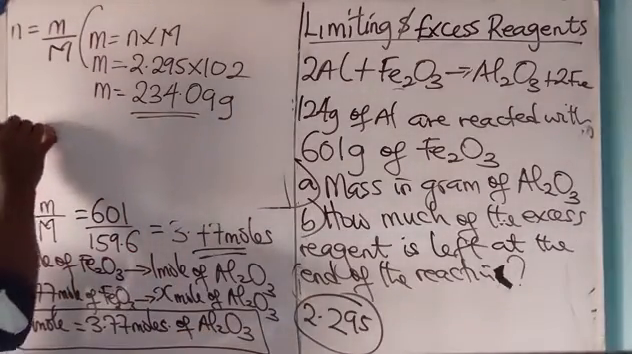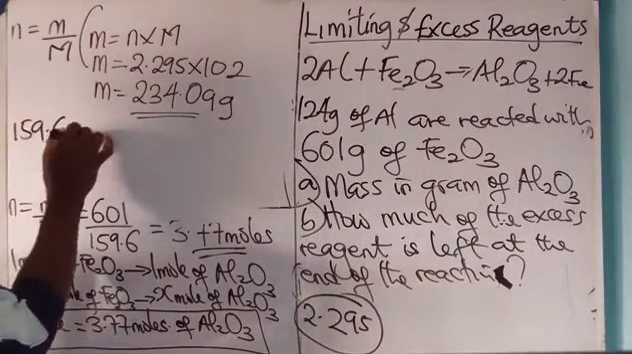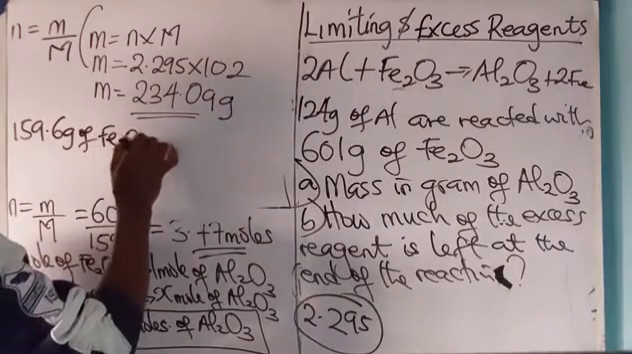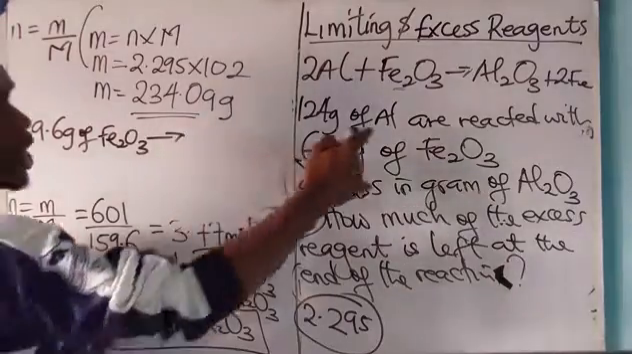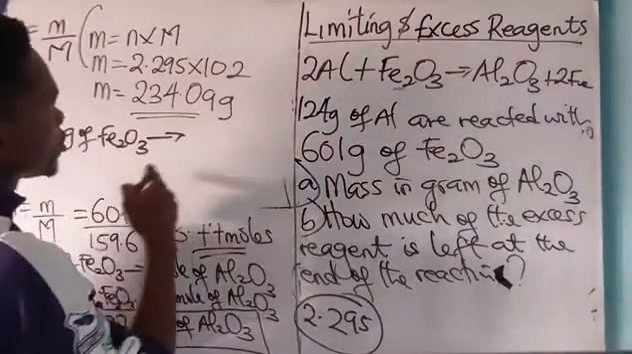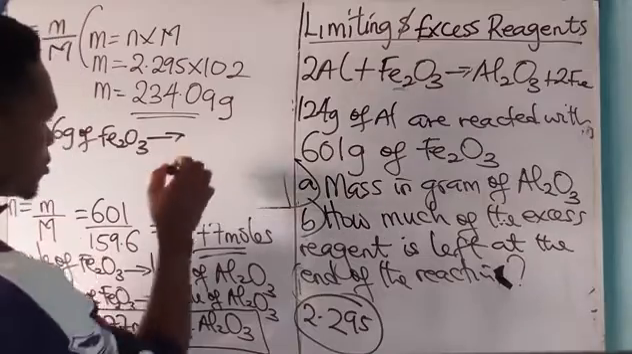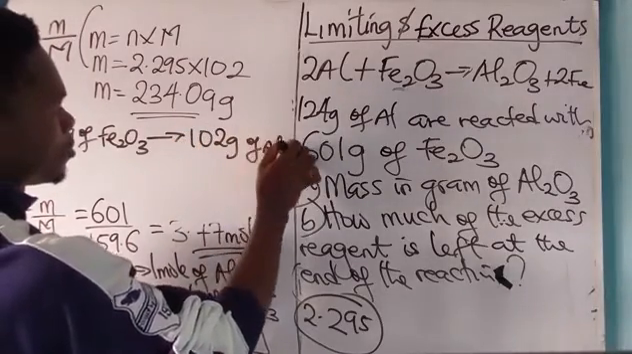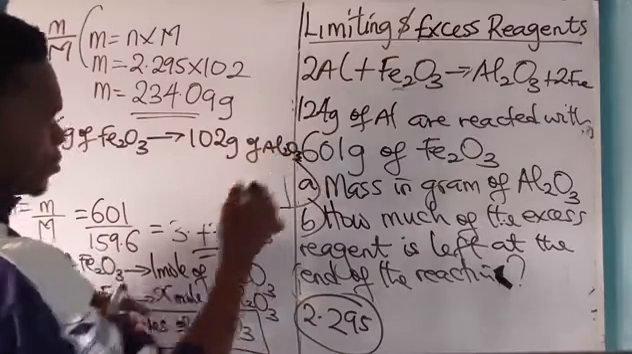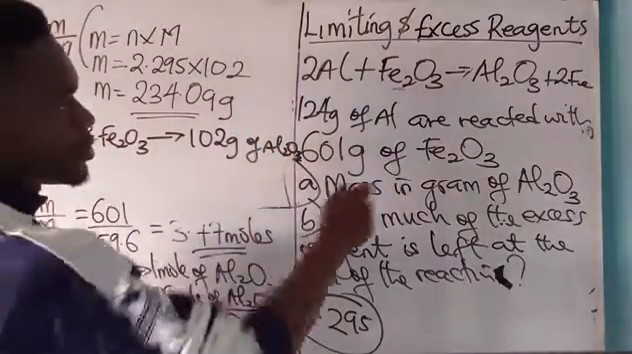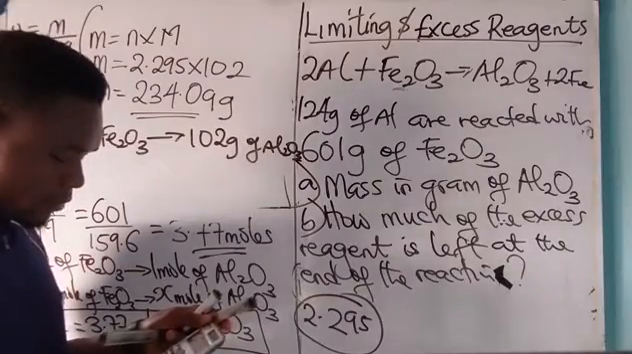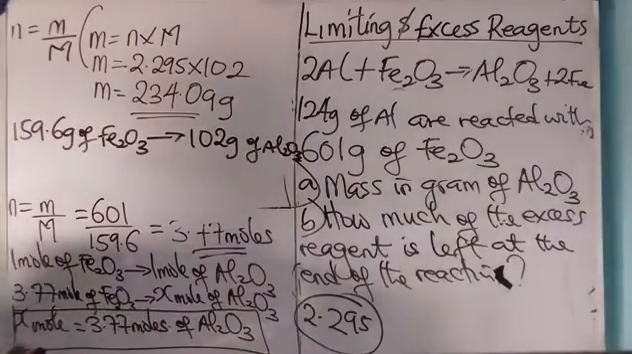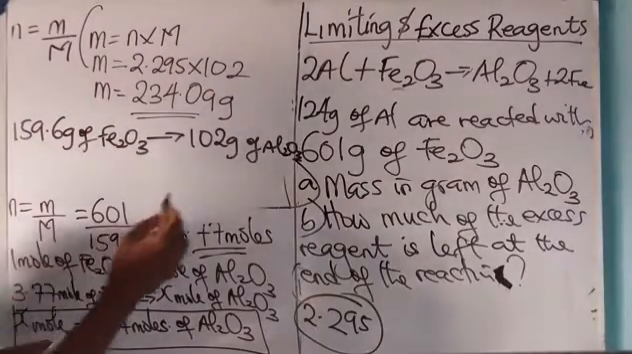So 159.6 grams of this produce how many grams of aluminum oxide? I think it has to be 102, right? 102 grams. No, let me check it again, please. So 54 plus 48. Okay, so it's correct. 102.